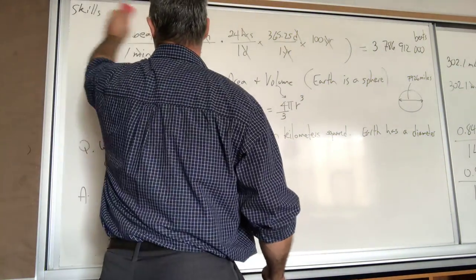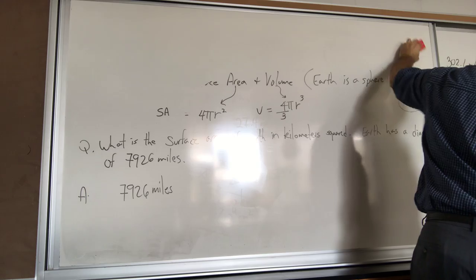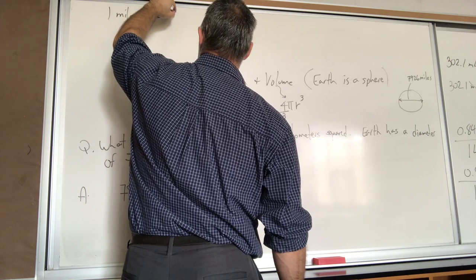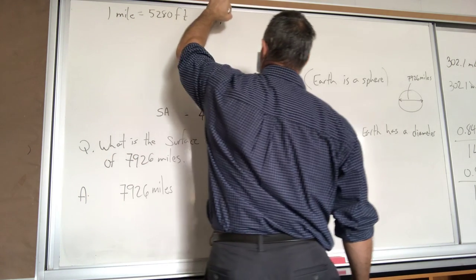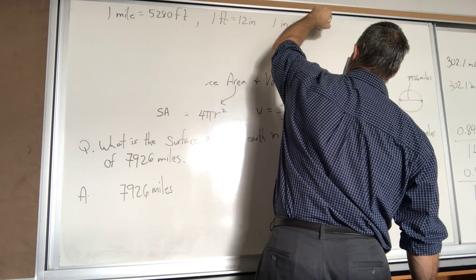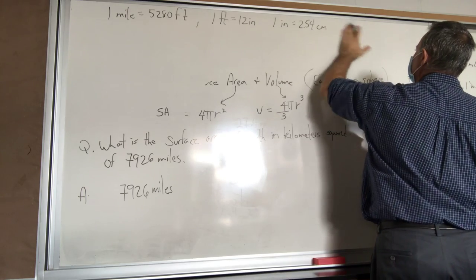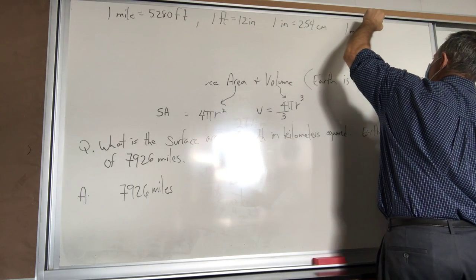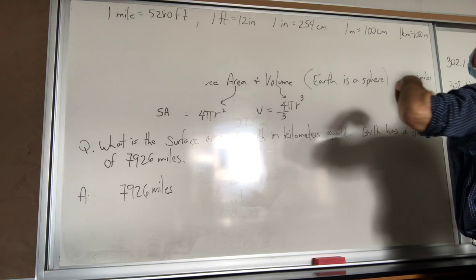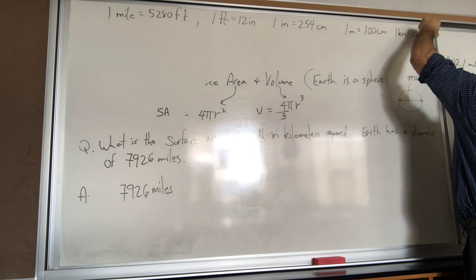I'm going to erase this part. You'll see how they get used one after another. So 1 mile equals 5,280 feet. 1 foot equals 12 inches. 1 inch equals 2.54 centimeters. 1 meter equals 100 centimeters. And 1 kilometer equals 1,000 meters. Those are all the conversion factors we're going to use to do this calculation.